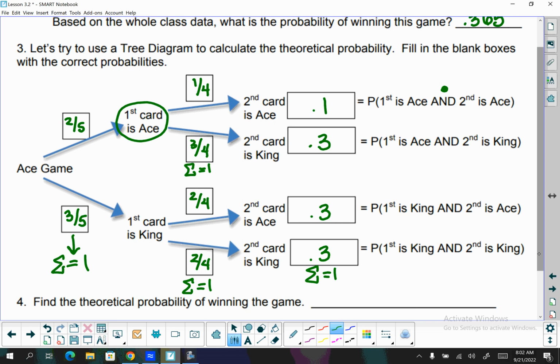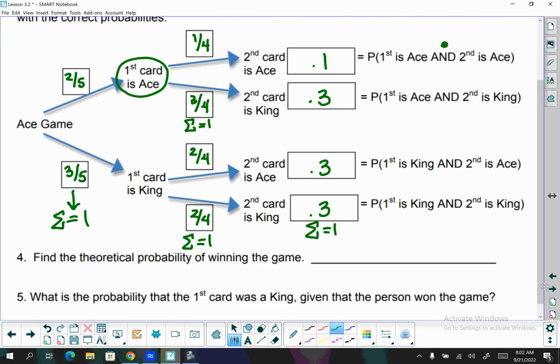So now we can use this chart to answer questions. What is the theoretical probability of winning the game? So there were 2 ways you can win the game, right? You can get an ace and an ace, or you can get a king and a king. So winning probabilities are this one up here, an ace and an ace, or this one down here, a king and a king. Add those together. 0.1 plus 0.3. The theoretical probability of winning the game is 0.4.